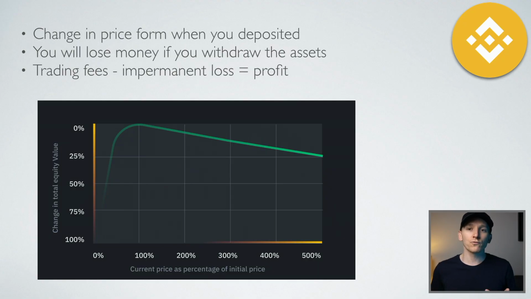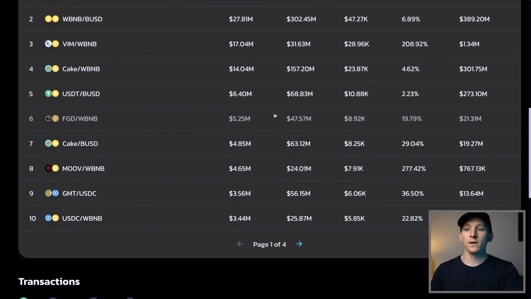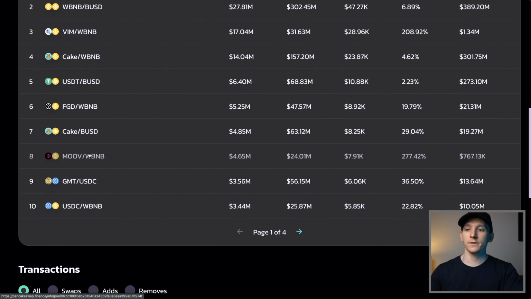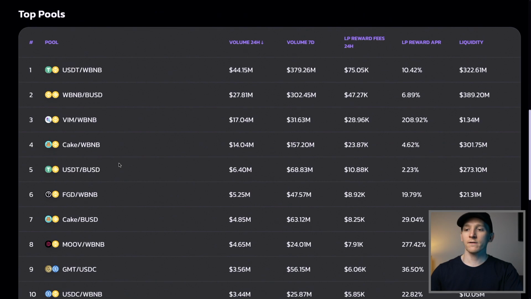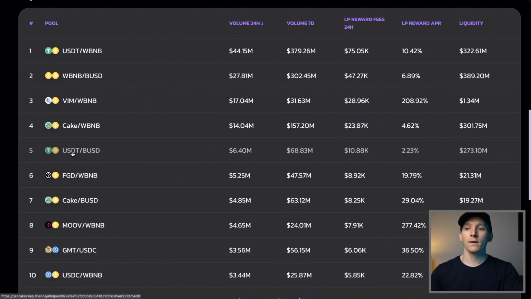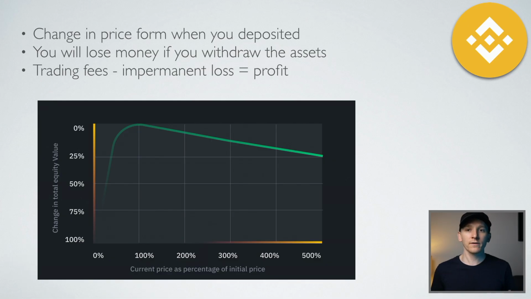So if you use risk assets, for example, if we go over here, you can see that we have FGD and BNB, it's a higher yield because these are two risk assets. If you see Move and BNB, these are two risk assets, a higher yield. You can see GMT against the stablecoin, it has still quite a high yield. And then we can come up to here to something like a stablecoin pair, right? Which are just $1 and $1, and that has a lower yield. So obviously we're seeing that more volatile assets should have a higher yield, and this is why.